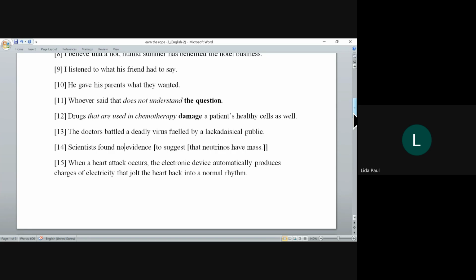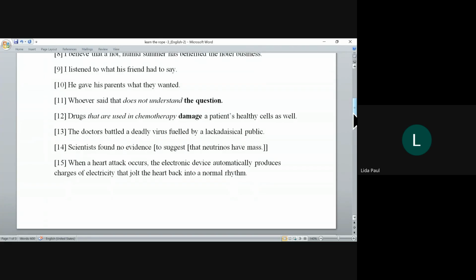Okay. Right. The 13th one: the doctors battled a deadly virus fueled by a lackadaisical public. Doctors battled a deadly virus fueled by a lackadaisical public. By a lackadaisical public, it's not a clause. It is not a clause because you're forgetting the condition. If it has to be a clause, where is your verb? It's not there, right?